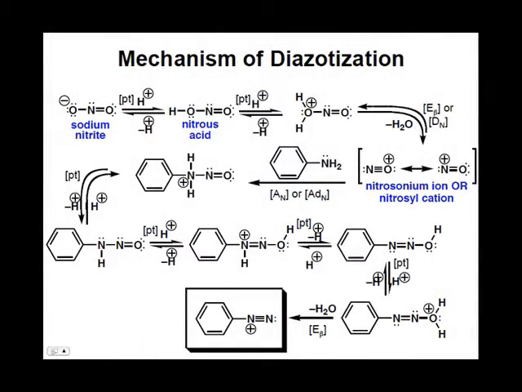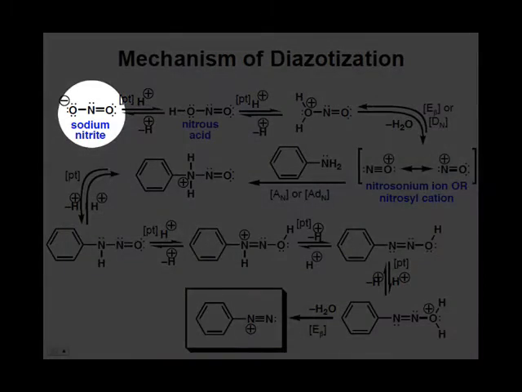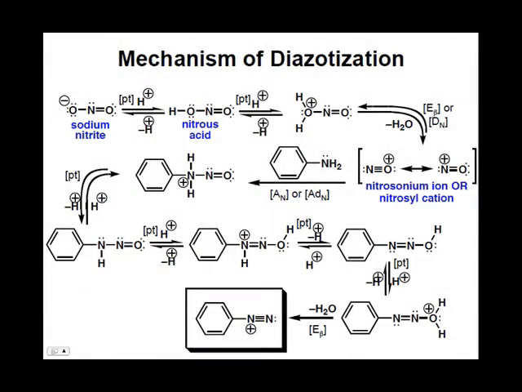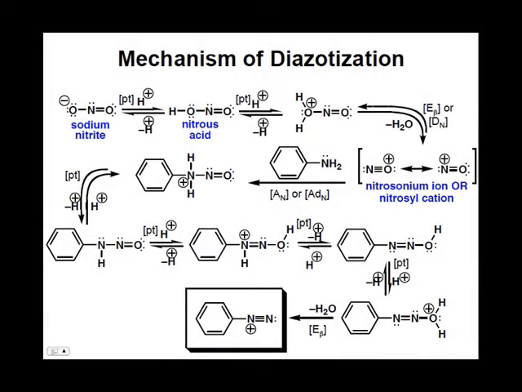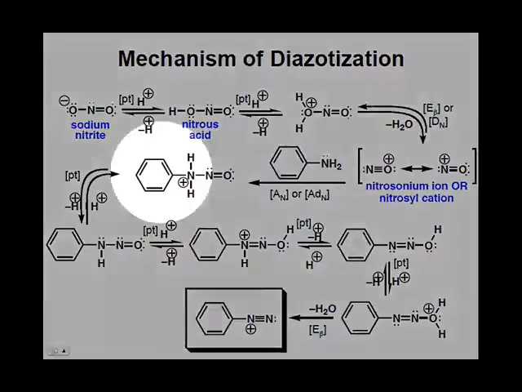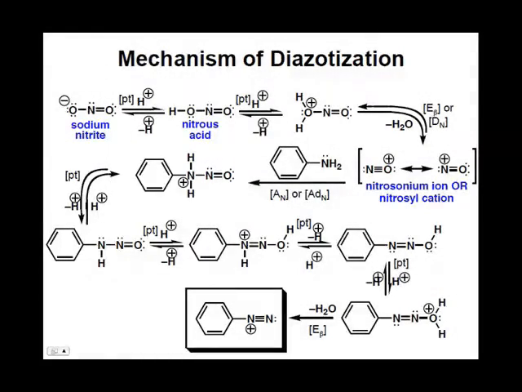Let's take a look at the mechanism of the formation of the diazonium compound. Remember, we have sodium nitrite, an acid source, and aniline as our starting materials for this reaction. First, protonation of the nitrite yields nitrous acid. Water is then eliminated to yield the nitrosonium ion, or the nitrosyl cation. Aniline then enters into the mechanism by nucleophilic attack. Comparing this intermediate with the product, you can see the atoms that need to be removed to reach our target.